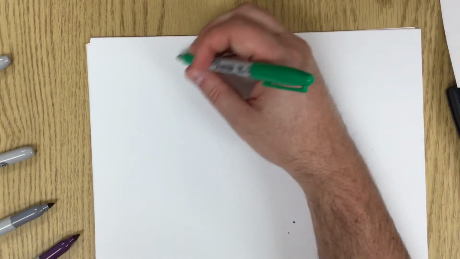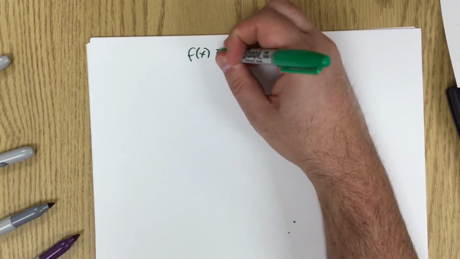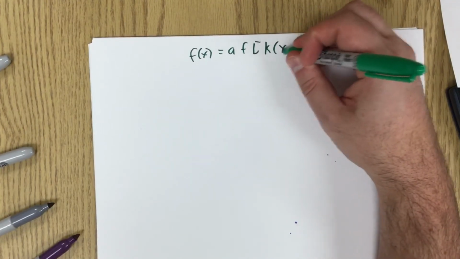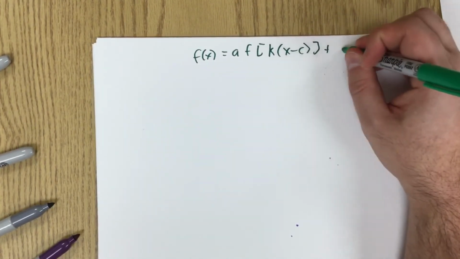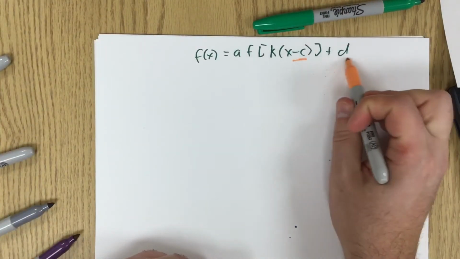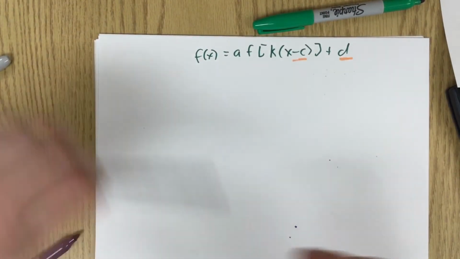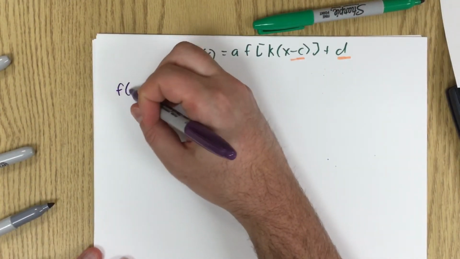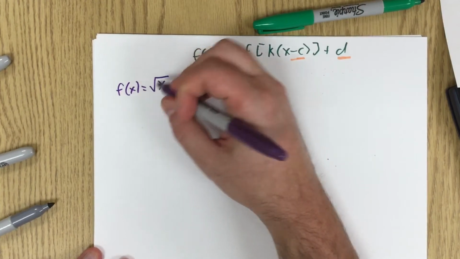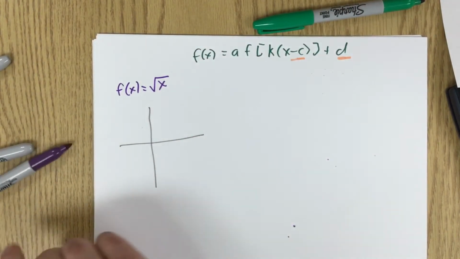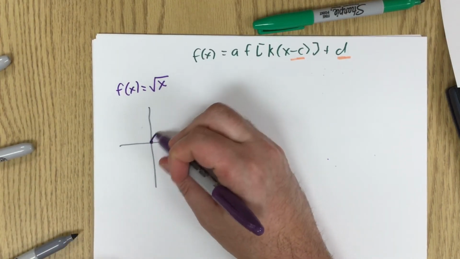We can mix and match the c's and the d's. Minus c plus d. So what I could do is I could do things that have the c and the d. So to recall, f of x is root x, which is that.